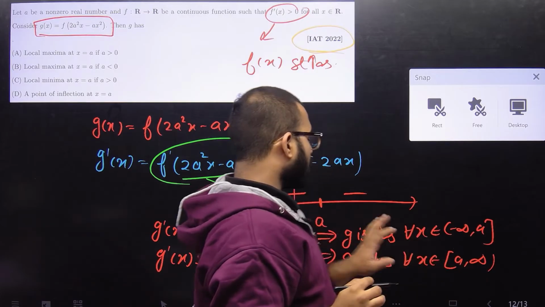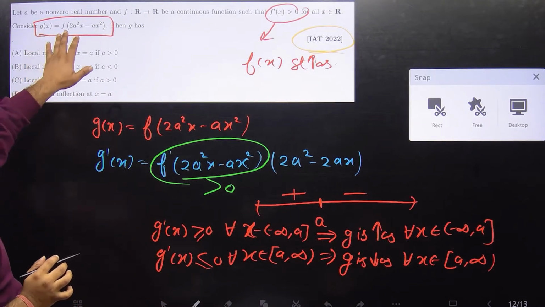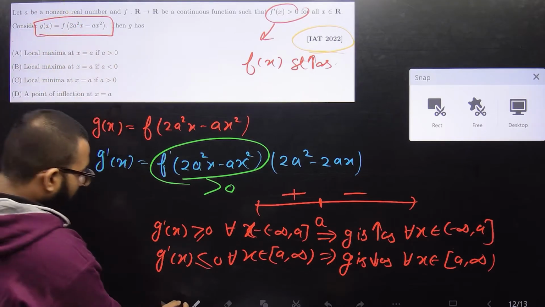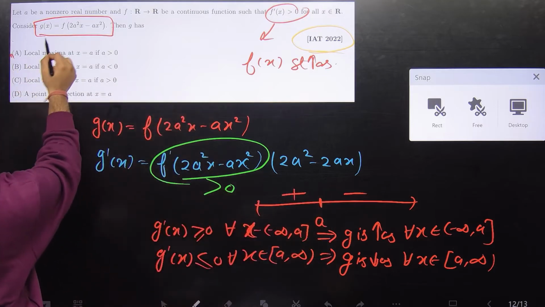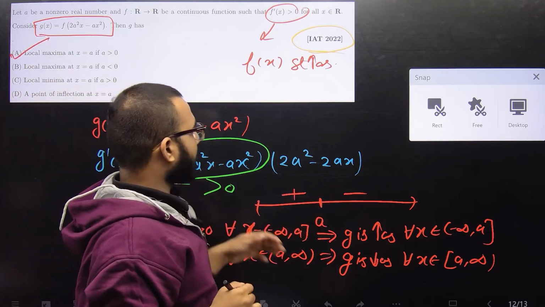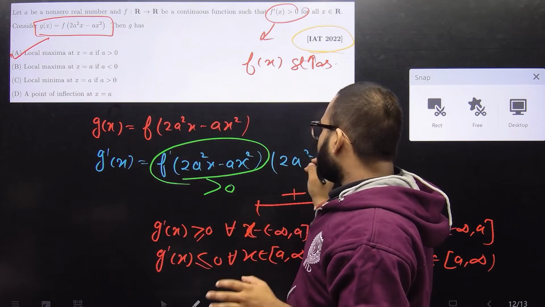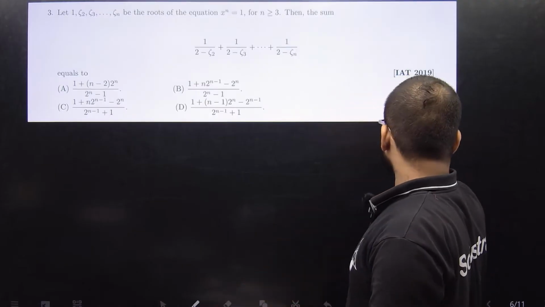I can't draw the exact graph of this, because we don't know the value of f(x) and what the function f(x) is. So via the rough sketch, we find that at x equal to a, this function has a local maxima. So option A is right for this question, and that is a very good question to apply the concept of maxima, minima and derivatives.